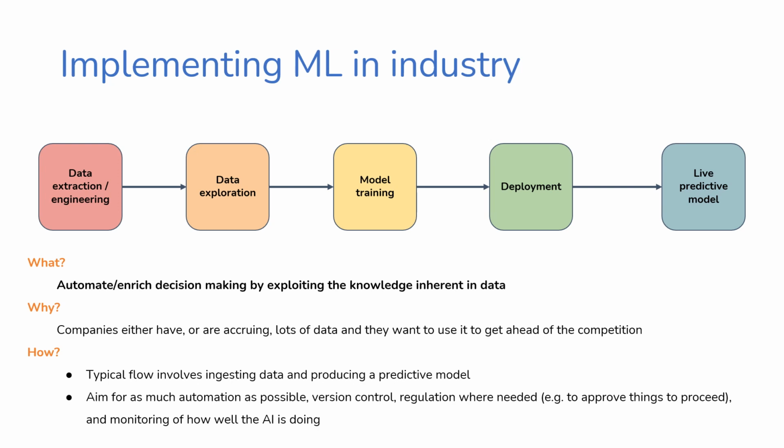The primary goal of machine learning in industry is to automate and enrich decision making, as we just explained, by exploiting the knowledge inherent in data. This goes hand in hand with the fact that companies either have or are acquiring lots of data and they want to use it to get ahead of the competition. The typical flow involves acquiring data and producing a predictive model. When implementing this flow, we aim for as much automation as possible, version control, regulations where needed, for example to approve things to proceed, and to monitor the flow of the AI and how it is doing in practice.